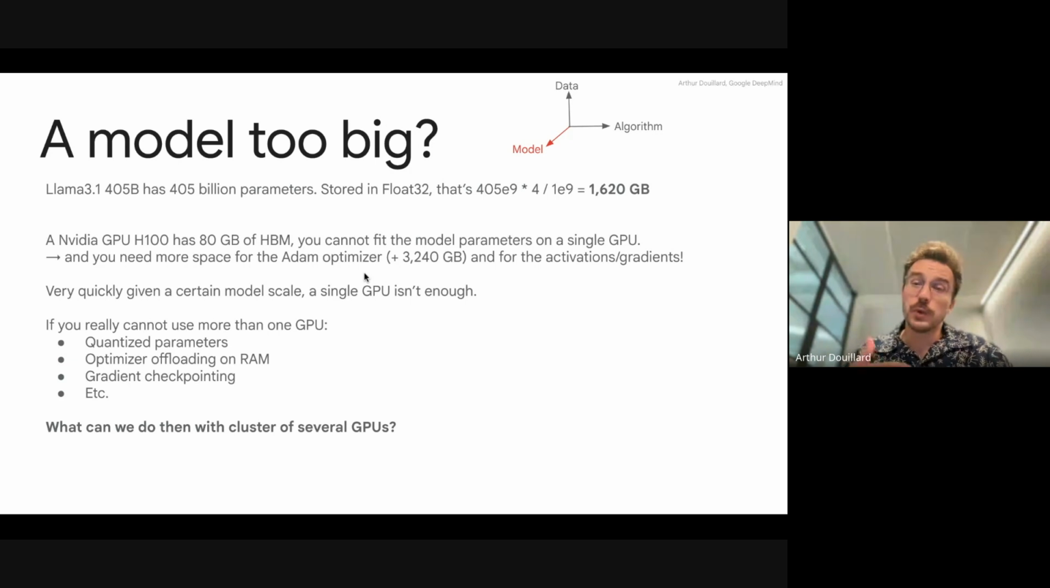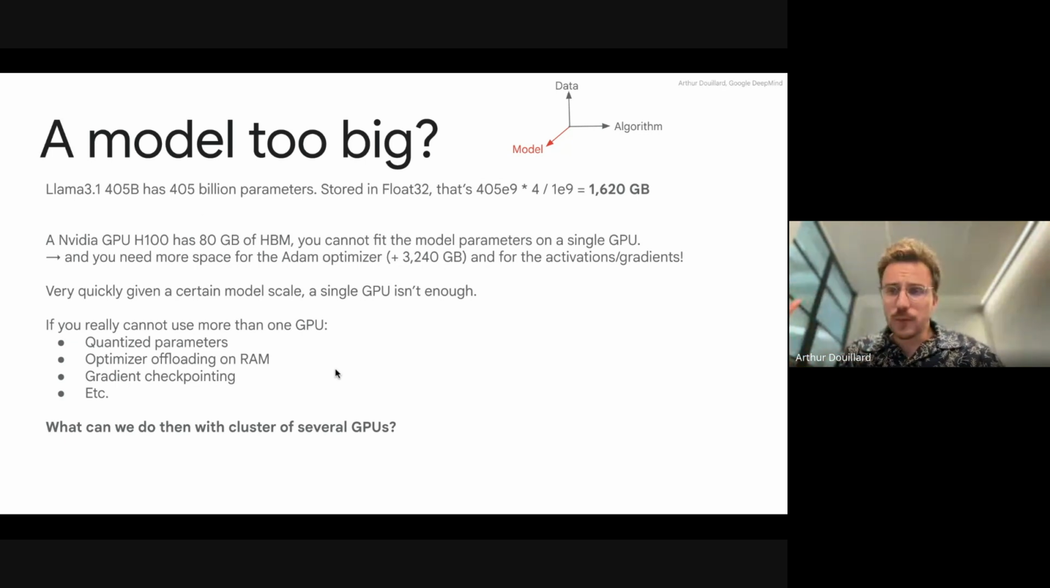And then if you also want to fit the optimizer, for example the Adam optimizer, that's going to use twice more parameters, and then you need more memory to store the activations and the gradients. So very quickly, at some scale, you won't be able to fit your whole model on a single chip. And here I'm talking about less than 400 billion parameters. If I take Kimi, which was released yesterday, at 1 trillion parameters, you will never be able to store it on a single GPU.